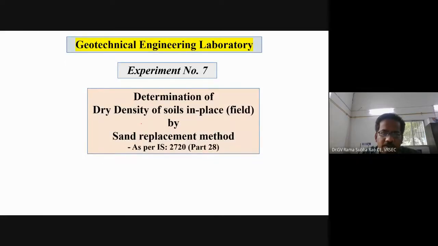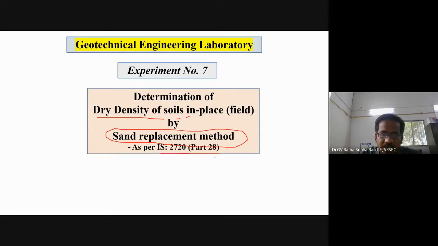Welcome you all. In this lecture, we are going to discuss how to determine the dry density of field soil, in situ soils, by the sand replacement method. For this, we have an exclusive code given by the Bureau of Indian Standards, that is IS 2720 Part 28.